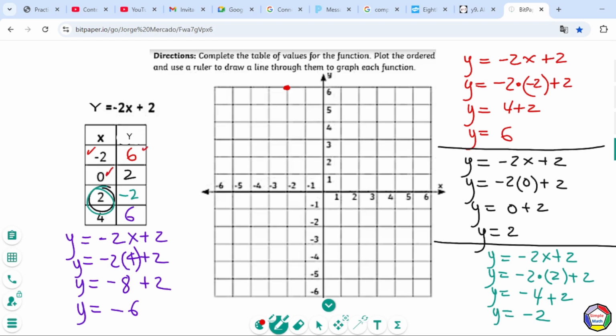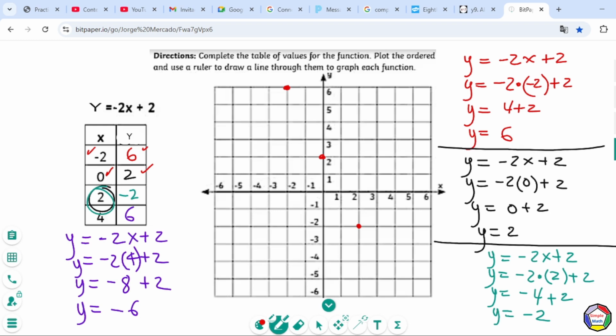So if x is 0, here, y is going to be 2. So I'm going to move up to 2. Here is going to be the point. So this is the second point, which is good. Let's see. If x is 2, y is going to be minus 2. So here's going to be the point, but let's draw it normally without this line. So this is the next point.